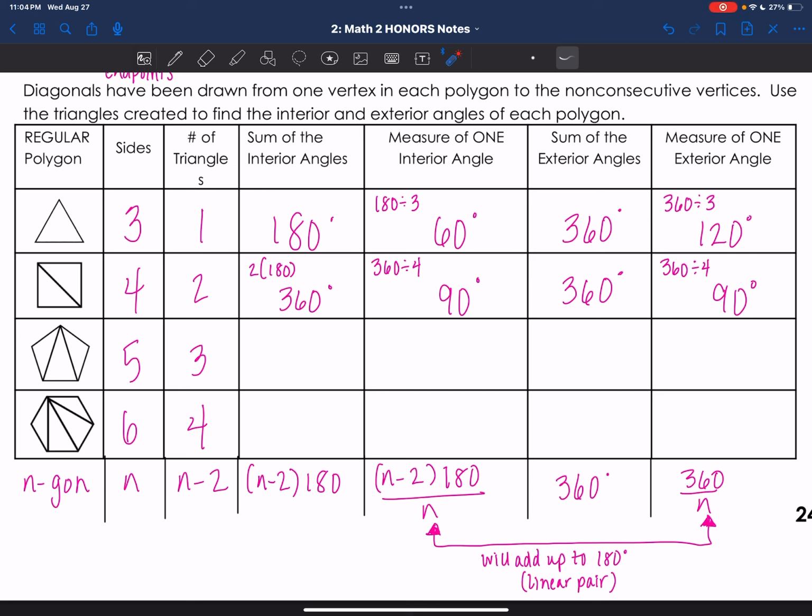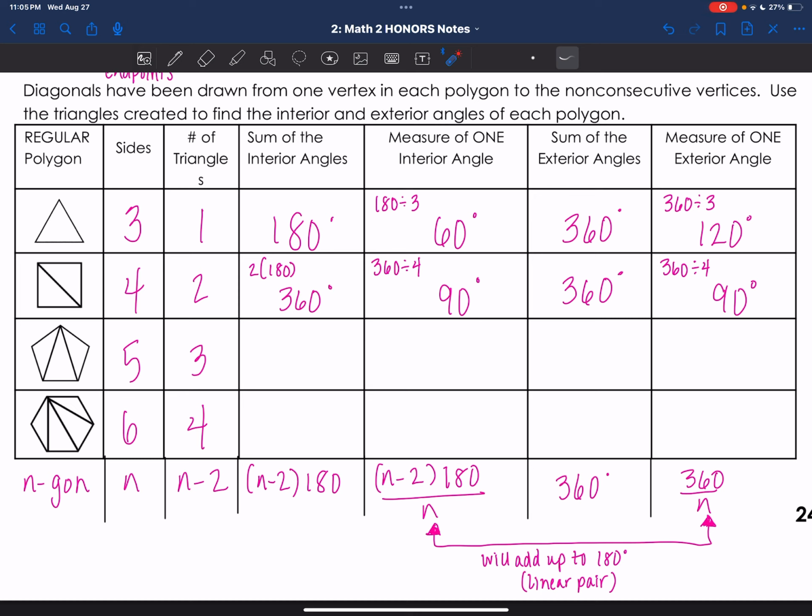And so here, you could just write N-gon, so any kind of polygon. And for sides, we're going to put N, for that's unknown at the time, and we can substitute any number in there for the sides. The number of triangles, you're going to take however many sides minus 2, because every time you connect something, you're taking away one of the sides. So now we're going to go N minus 2 times 180, just like we did over here.